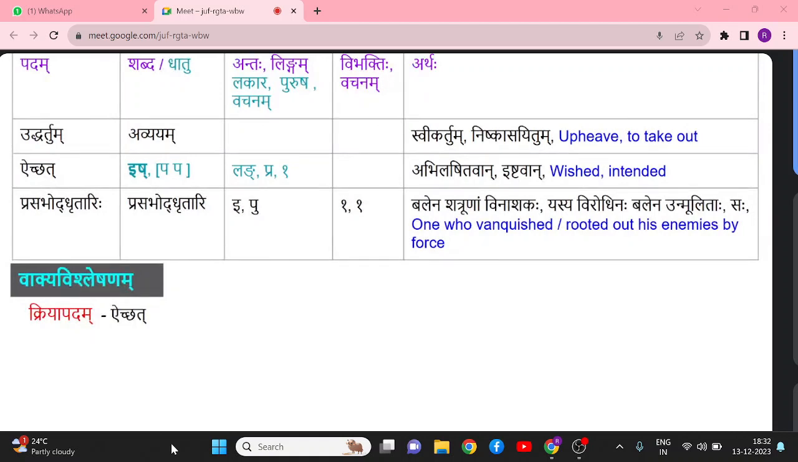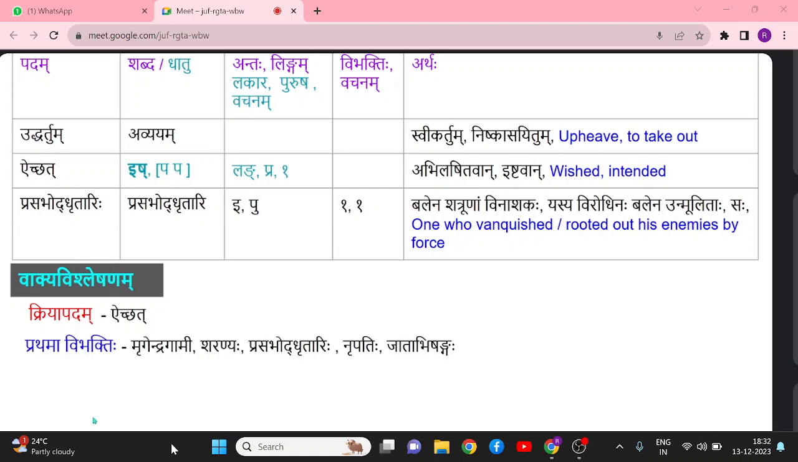Mrugendra Gami, Sharanyah, Jatabhishangaha, Nrupatihi, Prasabodhrutarihi. All the words that are describing Dilipa. Mrugendra Gami, who has a graceful gait like that of a lion. Sharanyaha, who protects the needy. Prasabodhrutarihi, who can vanquish or root out his enemies by force. Nrupatihi, the king, Jatabhishankaha, who has that humiliation inside him.